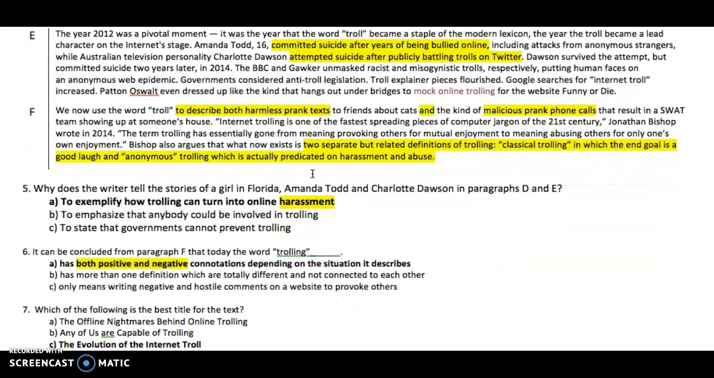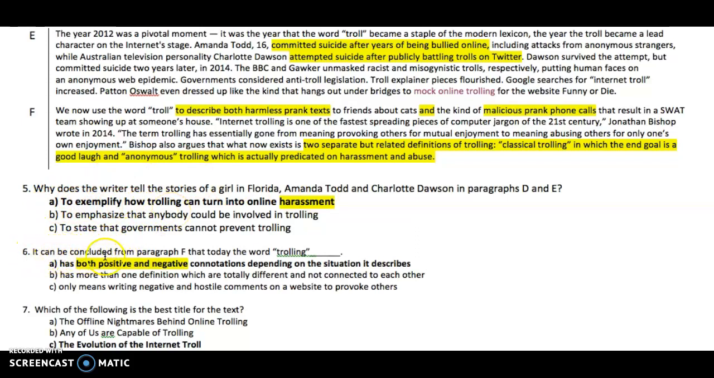And in paragraph E, we learn that Amanda Todd committed suicide and Charlotte Dawson attempted suicide as well. Therefore, we can conclude that trolling is actually an online harassment, which means an online abuse. And these names are the examples for this harassment, for this abuse. That's why the answer is A.